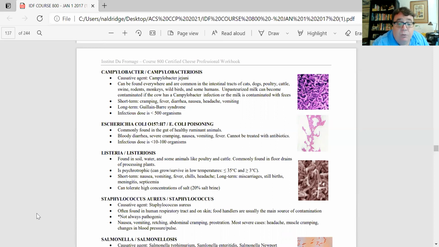So what happens to you? They could list out what symptoms Campylobacter could cause. What short-term symptoms? You've got to know: cramping, fever, diarrhea, nausea, headache, vomiting, versus the short-term symptoms with Listeria. Listeria is going to get nausea, vomiting, fevers, chills, headache.